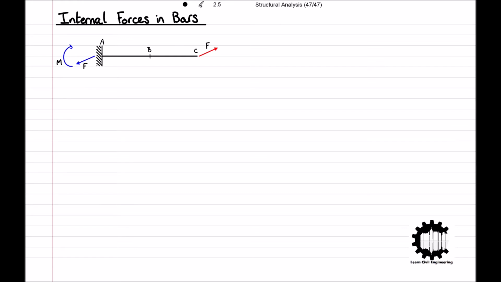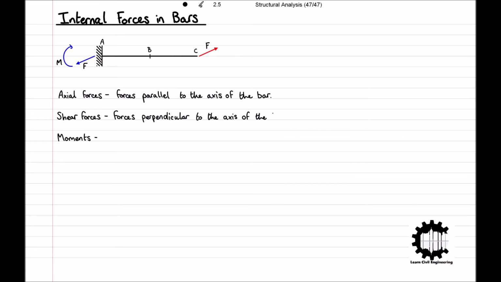Whereas within truss structures we saw that bars can only carry axial forces, which are forces parallel to the axis of the bars, bars within general structures can carry axial forces, shear forces, and moments, where shear forces are forces perpendicular to the axis of the bars, and moments cause bending moments in the bars. Therefore, at point B in the bar, there will be an internal force parallel to the bar, an internal force perpendicular to the bar, and a moment.